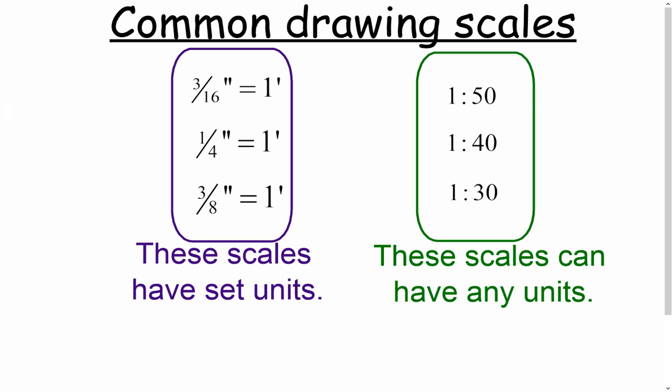Often on drawings, there are 2 types of scales. You can have scales that have set units, and they're usually inches to feet. So 3/16, 1/4, or 3/8. Or you have scales that can have any units, and they're just a ratio like 1 to 50, 1 to 40, or 1 to 30. So we're going to look at some of these examples now.